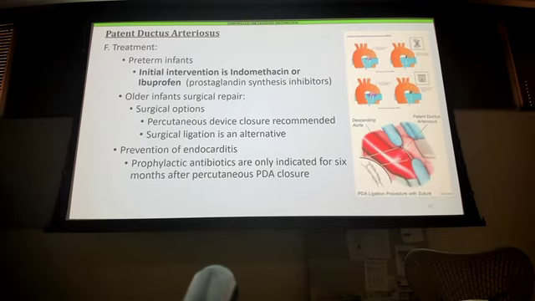So how do you treat it? Well, if you have a preterm infant who has a patent ductus arteriosus, then you can actually just give them an NSAID, like ibuprofen or indomethacin, and that medication will disrupt prostaglandin synthesis, decrease prostaglandin levels, and then cause a closure of the ductus arteriosus.